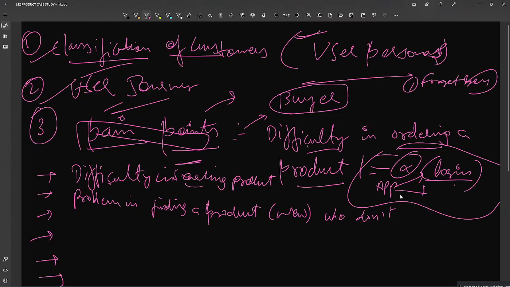Let's say tomorrow a new seller is registered on Amazon. Let's say my company gets registered on Amazon and I am a footwear company. 1,000 of my products are listed on the market and you search for footwear. You will see my product. But on that particular day, my first day, nobody would have bought my product, so there will be no reviews. The problem is in finding a product, generally a new product, which does not have any ratings or reviews.